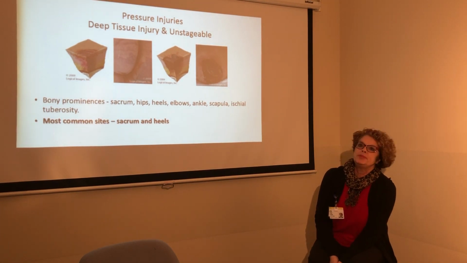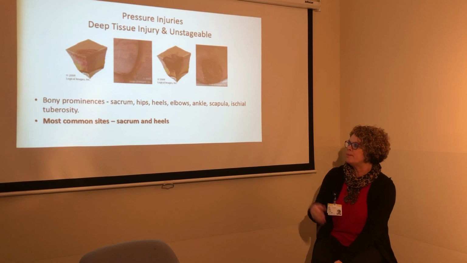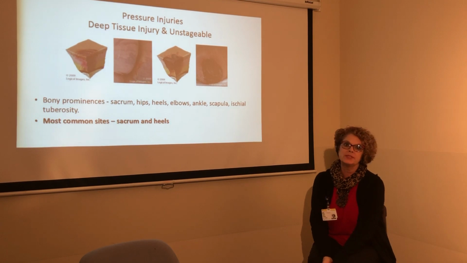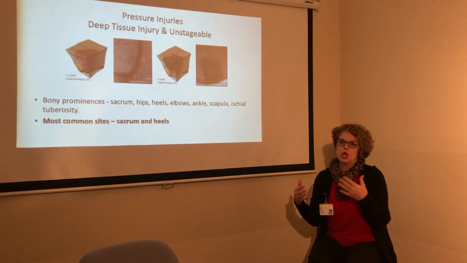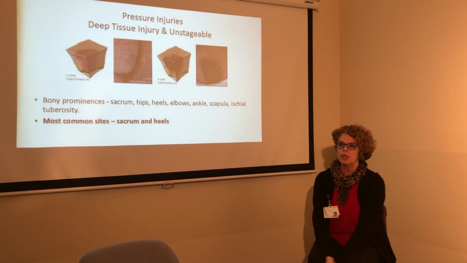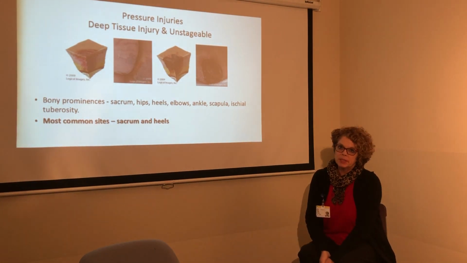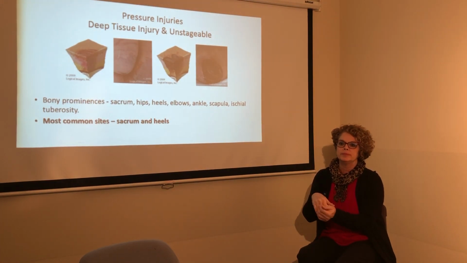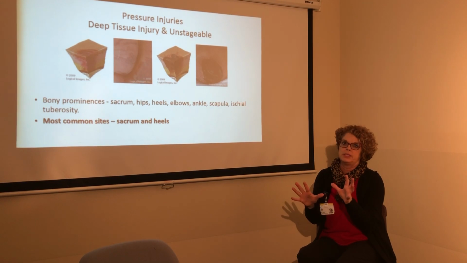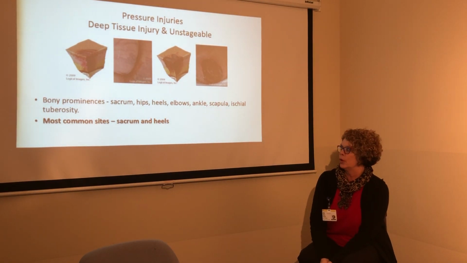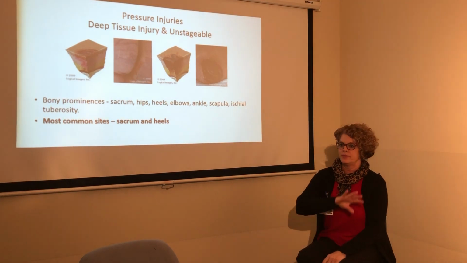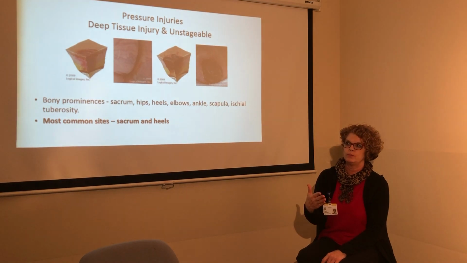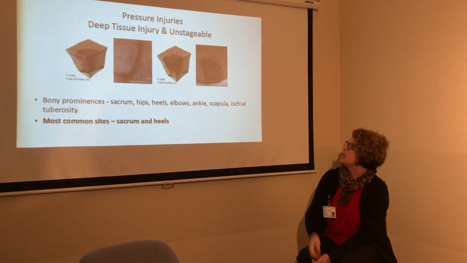So this is talking about deep tissue injury and unstageable. Basically the difference between those is deep tissue injury is going to be intact skin, but it's going to have a dark purple, almost maroon sort of color. On people of color, it will definitely be more purple looking. It doesn't blanch when you press on it and try to take the color out of it. It doesn't go away. It stays that dark, deep purple kind of maroon. It's basically telling you that something's been going on under there for a long time, and it's highly likely that that tissue will open up at some point.